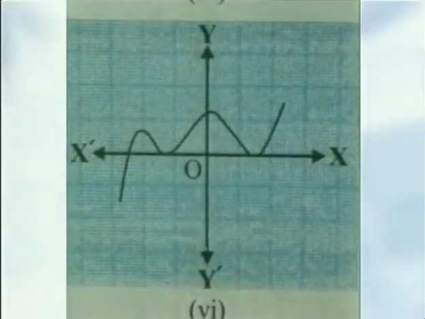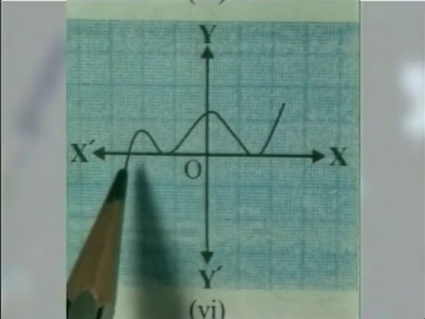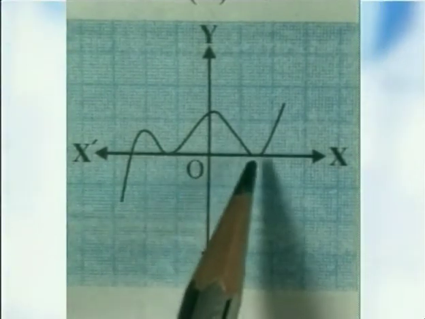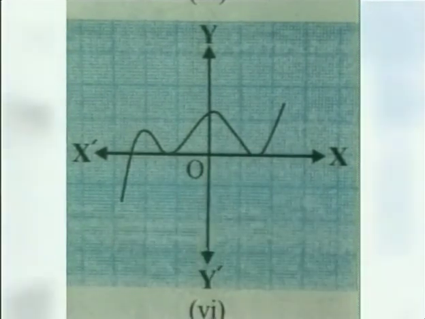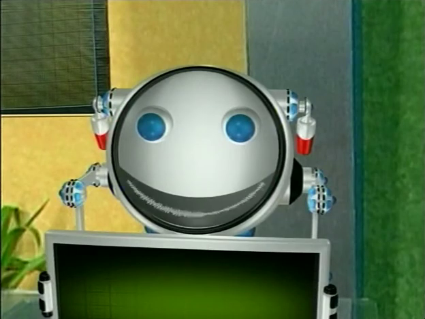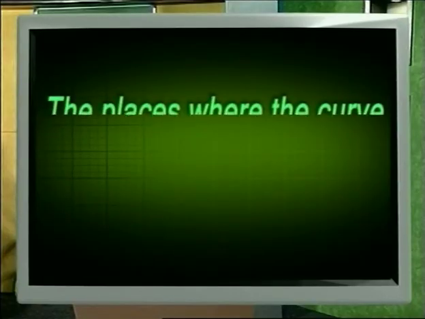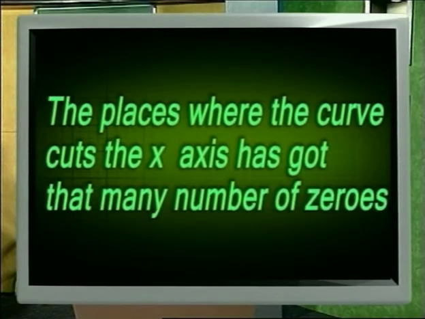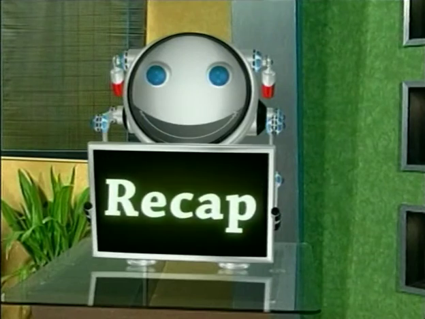Sixth one? 5 zeros. Oh, again you are wrong, Kelsey. You have to see only where the curve intersects the x-axis. The shape is like it cuts the x-axis at 3 points. So, the graph has got 3 zeros, not 5. Yes, ma'am. So 3 zeros. Yeah, very good. That means you understood now that the places where the curve cuts the x-axis give that many zeros. So, Kelsey, what did we learn today?